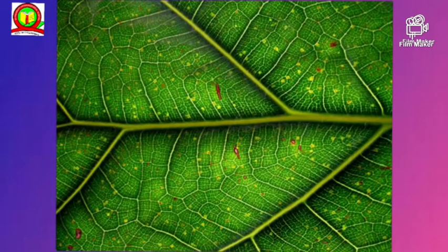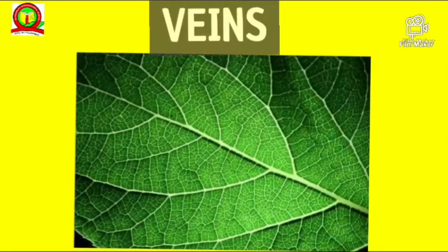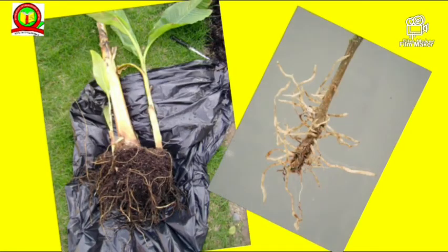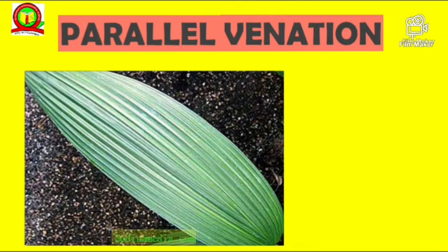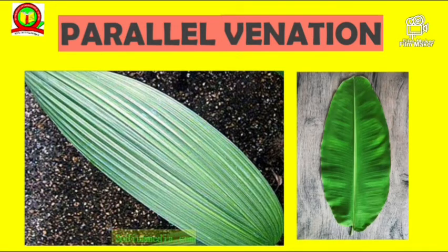The veins act as a pipeline which carries the water, minerals, and the food up and down the leaf. You know, one can tell what kind of root a plant has by just looking at the leaf. Surprised? Let us see. The veins in the plant with the fibrous roots are parallel to each other on both sides of the midrib. Like here we see on the banana leaf.